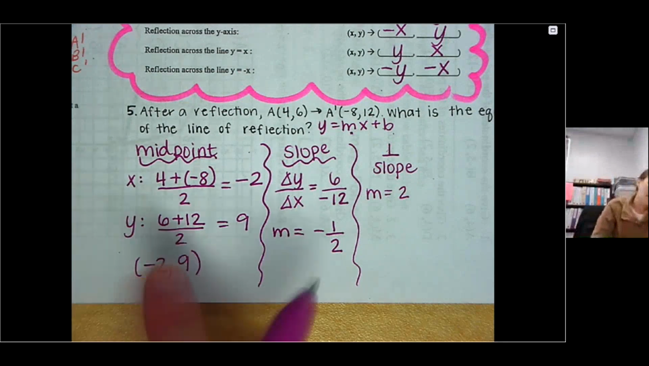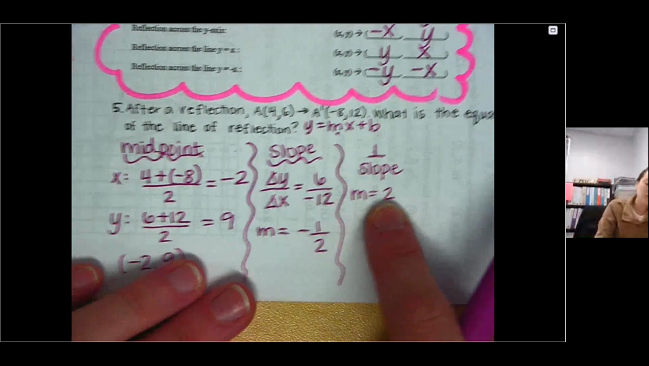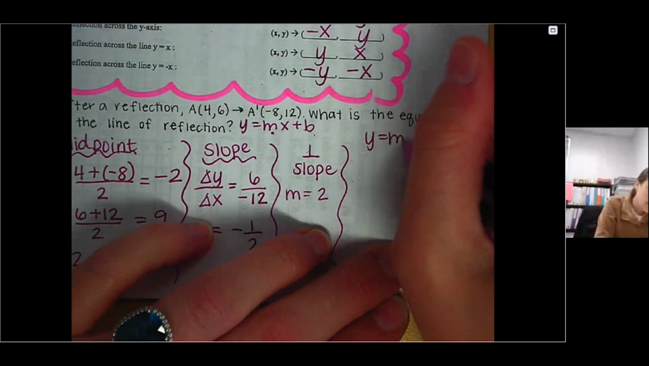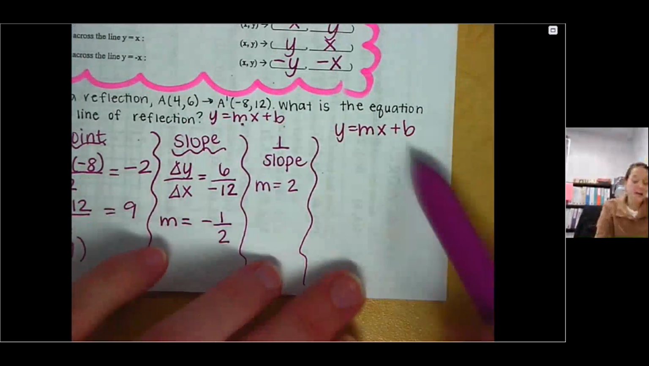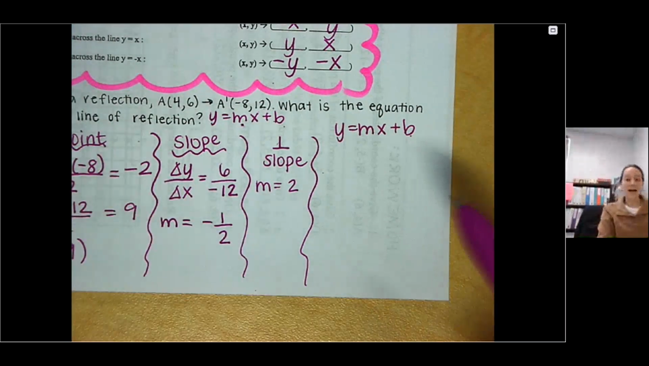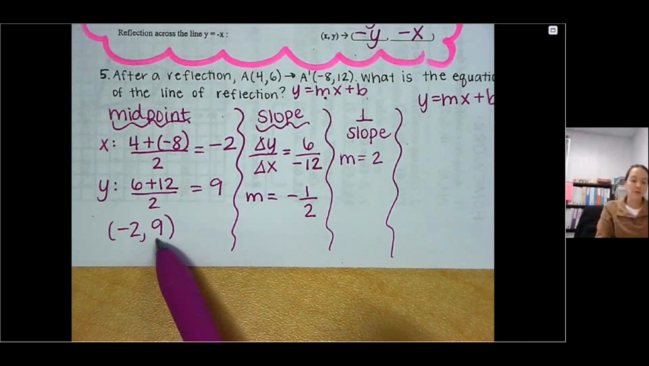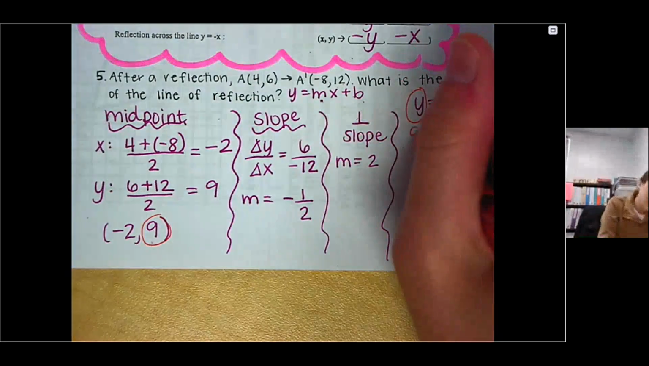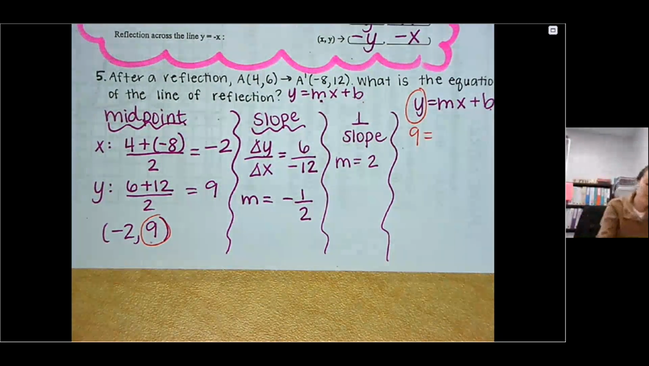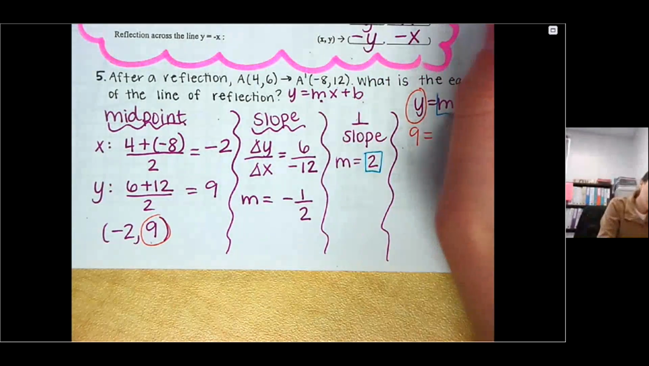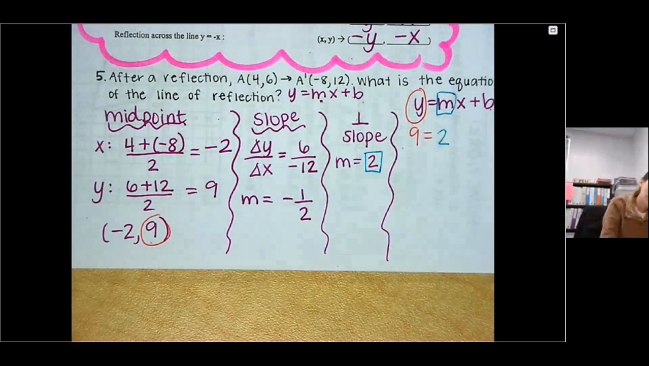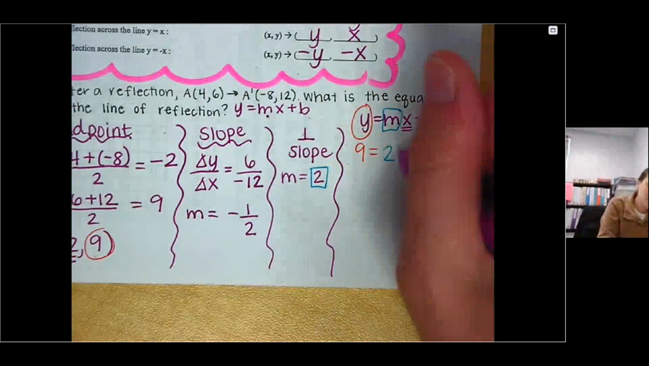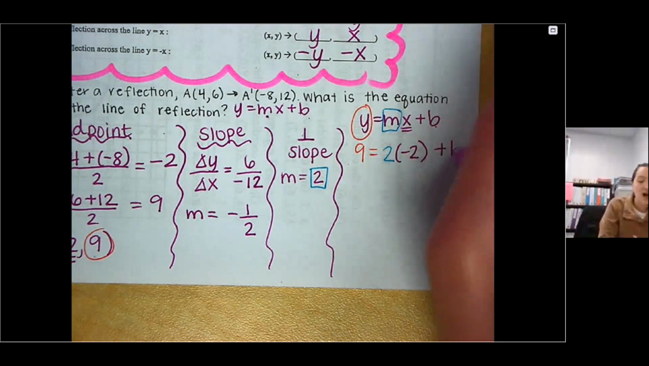So now I have my midpoint. I have the slope I want to use. I now can plug into the equation y equals mx plus b and solve for my b value. So for y, I'm going to plug in my midpoint. So the y value is going to be 9. The slope I'm going to plug in is 2. The x value I'm plugging in is this one from my midpoint times -2. And then I have to solve for b.